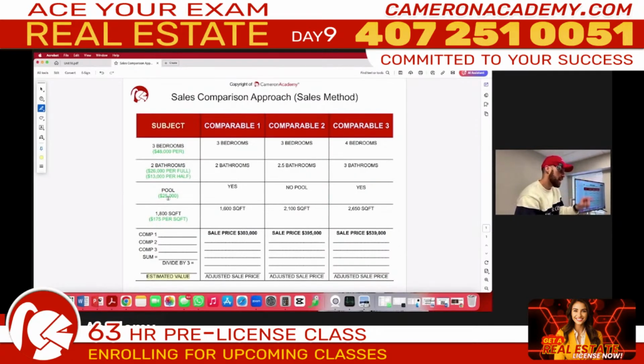The point of this is for you to know how to utilize this information. Let me show you how to utilize this example to figure out the value of the subject property. So I said each bedroom, $48,000 in value. I made it up. Each full bathroom, $26,000, and a half bathroom, I cut it in half, $13,000. A pool, I put a value of $25,000 in added value to the property. And for every square foot, they have to share this with you, $175 per square foot in value. Now that we have this information, let's turn to our comparables.